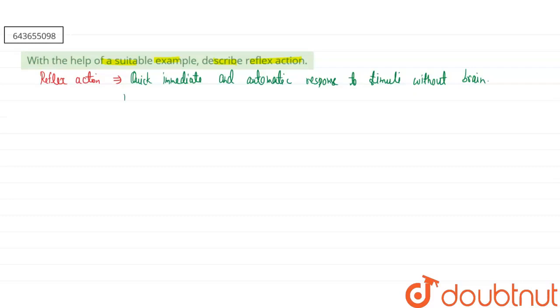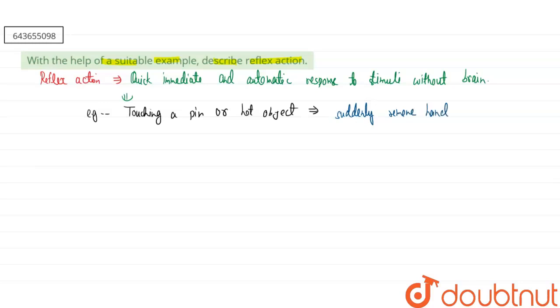So basically, we can take an example of reflex action. Suppose we are touching a pin or a hot object. While we are touching these, we suddenly remove our hand, and this is due to the reflex action in the body.